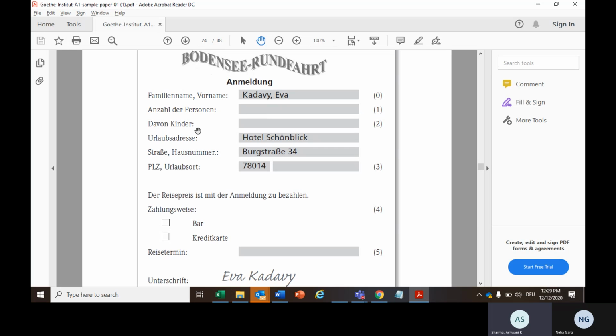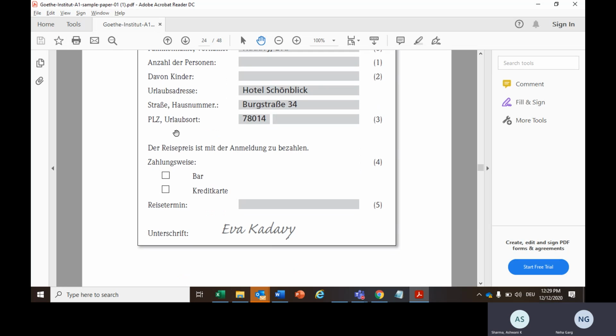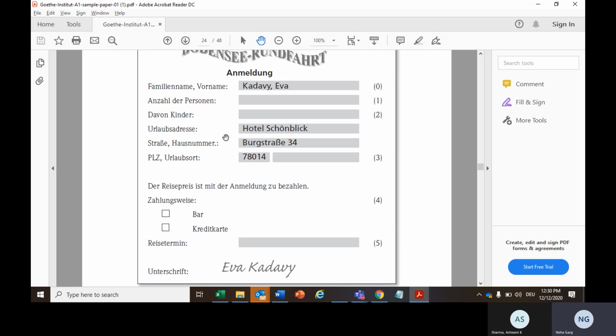Okay, and davon Kinder. And out of them, how many are children? Okay, two. Right. So now we have the address and the price is there. Here, nummer 3. Postleitzahl, postcode is given already, but what is Urlaubsort? What is the place of the vacation? Spot is the place of the vacation. So here, Urlaubsadresse, the address of the vacation. Hotel Schönblick, Straße, Hausnummer, Postleitzahl, Urlaubsort.